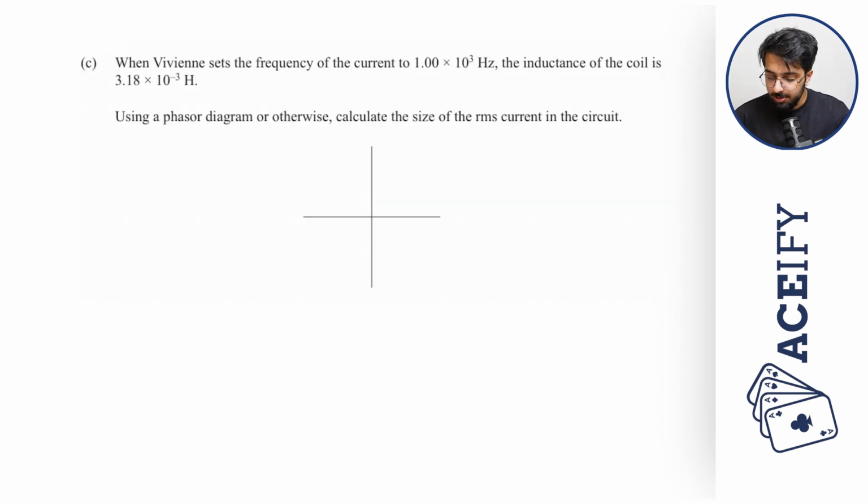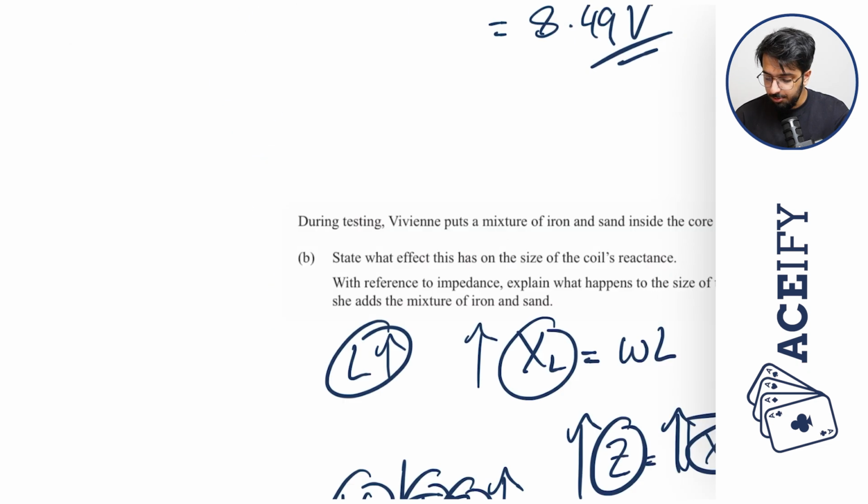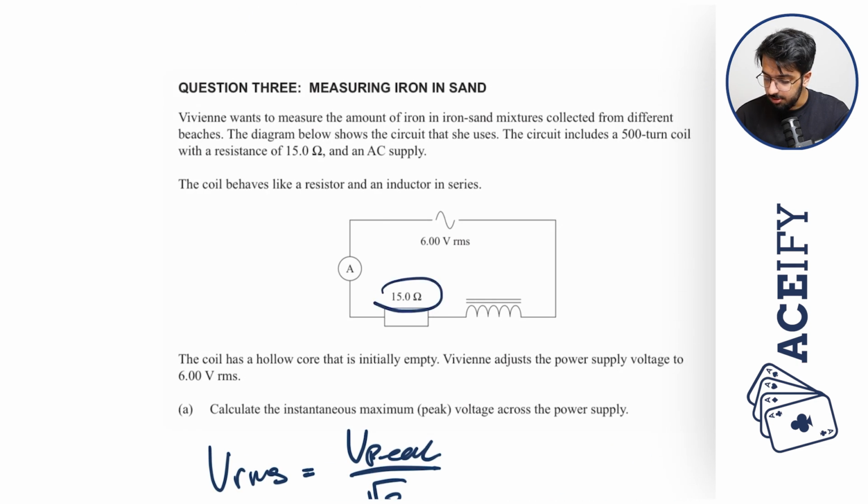When Vivian sets the frequency of the current to 1000 Hz, the inductance of the coil is 3.18 times 10 to the negative 3 henries. Using a phasor diagram or otherwise, calculate the size of the RMS current in the circuit. Alright, so if we go up here, we can see that our resistor has a resistance of 15 ohms.